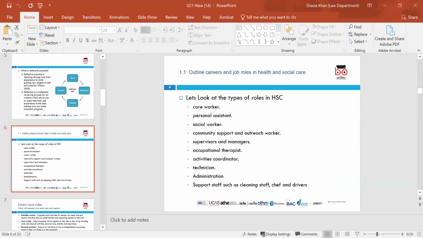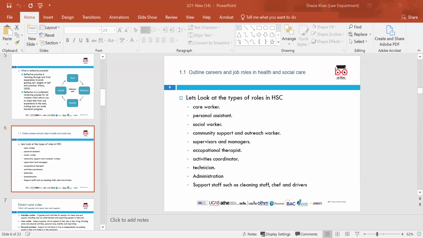So, working in the health and social care sector, 1.1, outline careers and job roles in health and social care. There are different job roles within health and social care, and there's a range of different services to support adults and other people. Working in that social care sector means supporting the needs of individuals, but also improving, if it's things like care work. There are many different roles within the health and social care sector, and the whole point is, why is it important to have these different roles within the sector?